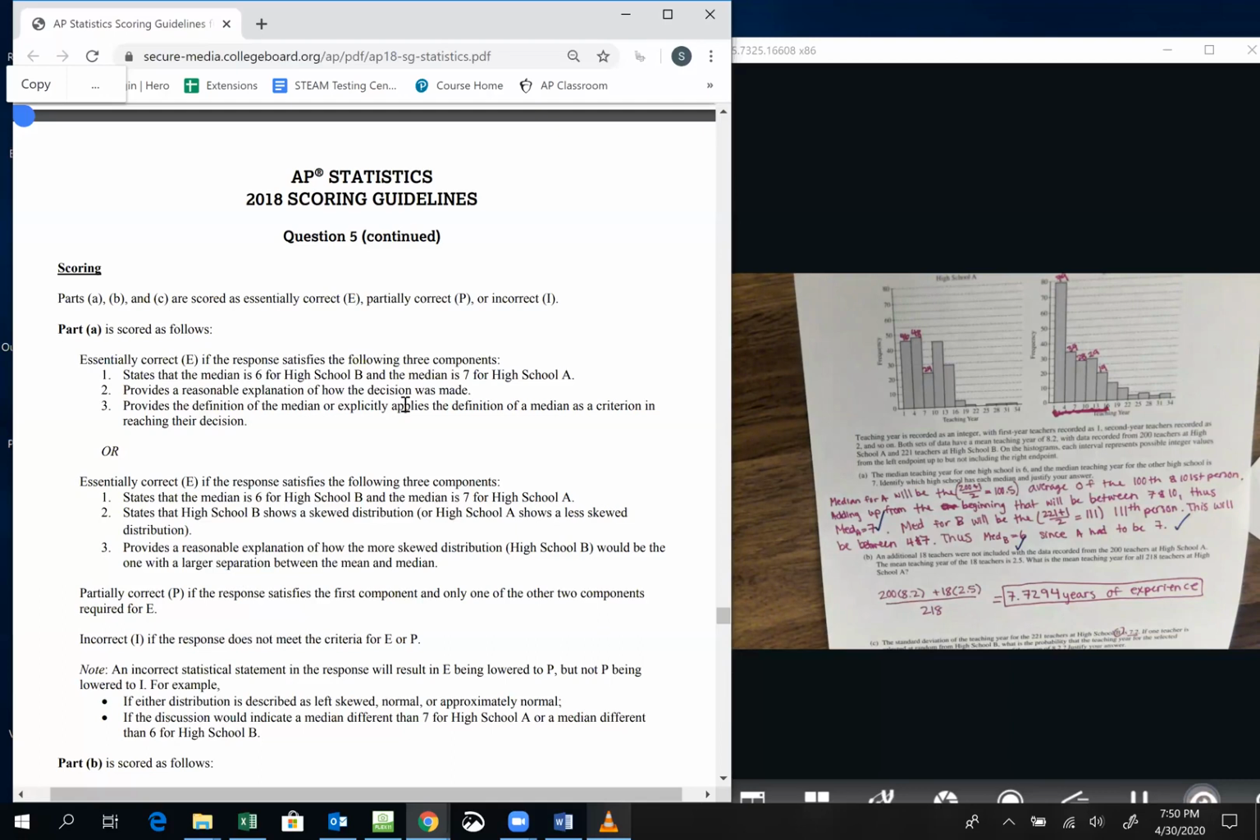Partially correct if you satisfied the first component and only one of the other 2 components. So whichever way you did it, if you had 2 of the 3 components, but you had to do the correct identification. Note an incorrect statistical statement would result in the answer being lowered from an E to a P, but not from a P to an I. If either description is described as left skewed, normal or approximately normal, if the discussion would indicate a median different from 7 for A or different from 6 for B.